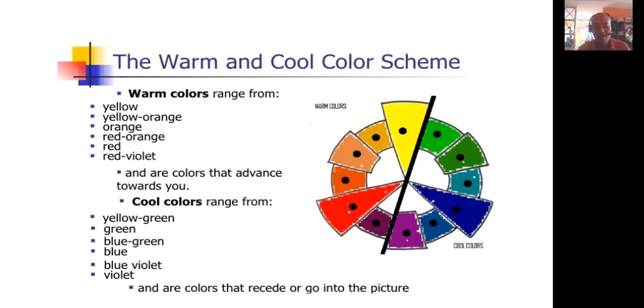While on the other hand, when you talk about cool colors, they range from yellow green, which reminds you of the leaves of the trees, blue green, which reminds you of the ocean or the sky, or the blue violet, which reminds you of afternoon or the dusk. So these are colors that recede, or somehow they go into the picture.